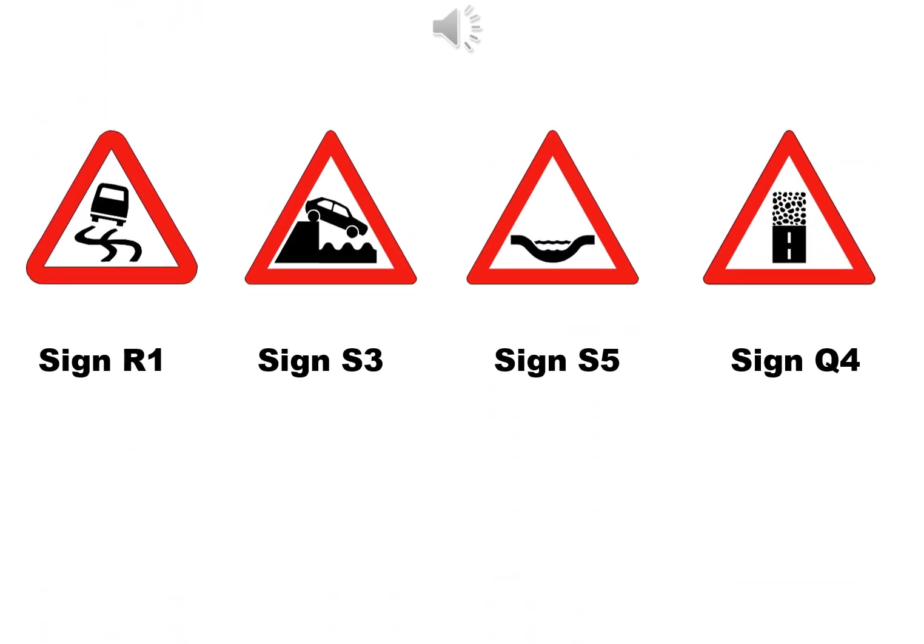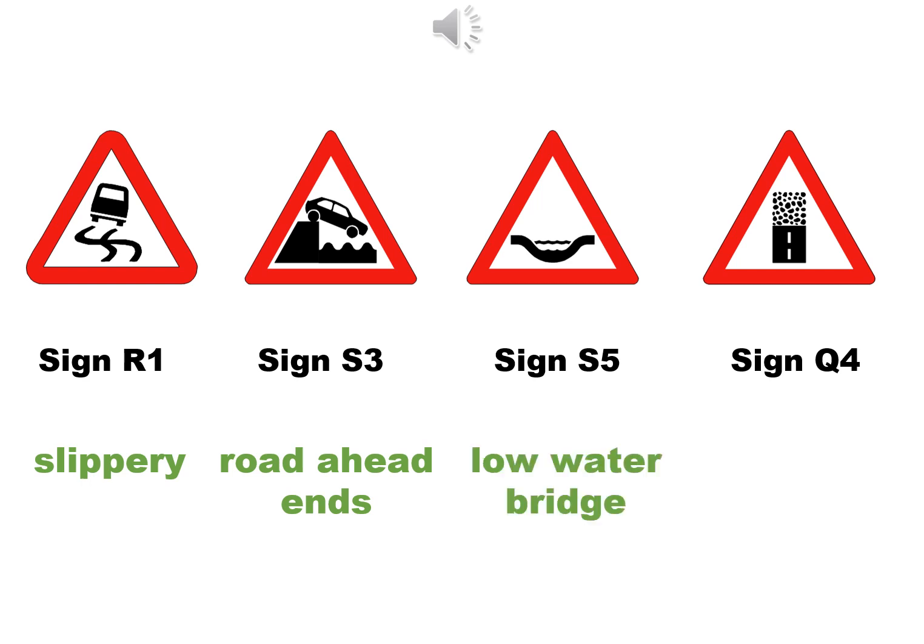Sign R1 shows you that the road is slippery. Warning sign S3 shows you that the road ahead ends due to water. Sign S5 shows you that there is a low water bridge ahead. Sign Q4 shows you that the road on which you are traveling is about to become a gravel road.